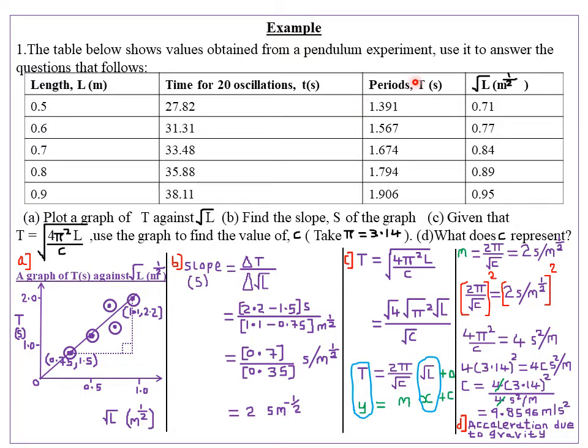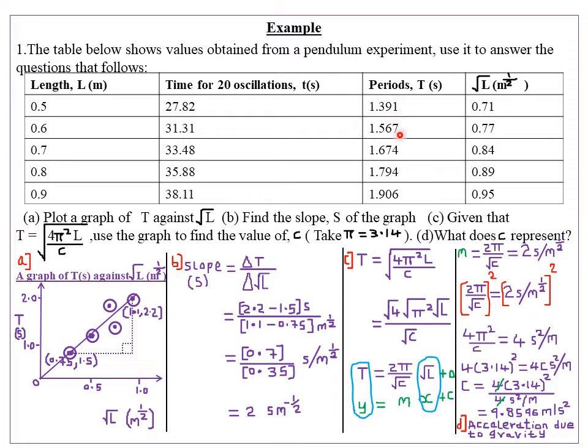Then period is usually the time taken for each oscillation. For example, for time for 20 oscillations, you take 27.82 divided by the number of oscillations. So 27.82 divided by 20, you will obtain 1.391. So period is simply the time taken for a specified number of oscillations divided by that number of oscillations. For example, here the period will be 31.31 divided by 20. If you divide by 20, you'll obtain 1.567.